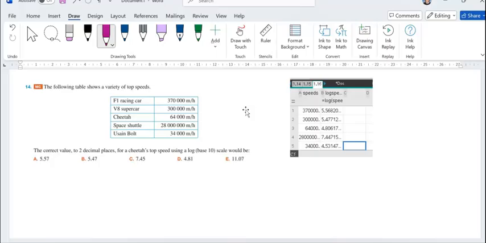And when you put those 5 values into your calculator, calculate the log of all of those different values. We're looking for the cheetah's top speed, which is the third one on the list there, so 64,000. You can see there that the log value for the cheetah's speed is 4.81. So that would be D.